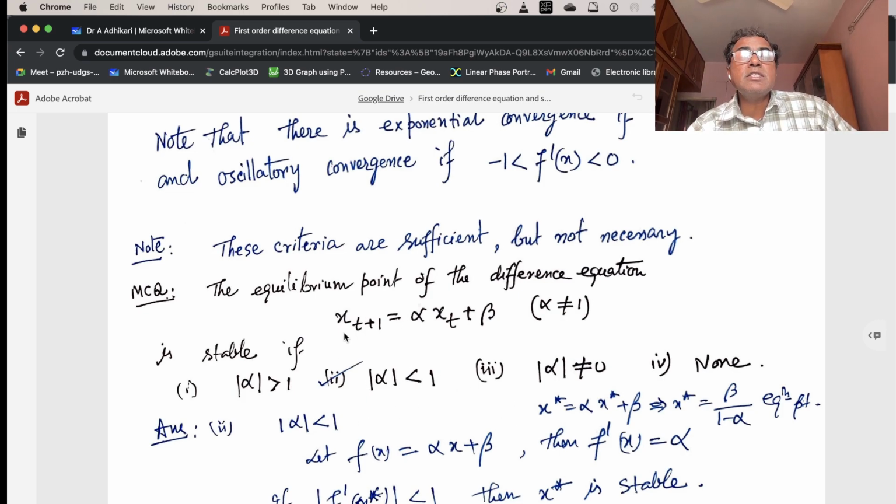If we put x_{t+1} equal to x_t equal to x star for the equilibrium point, from the given equation x star equals alpha x star plus beta, so x star equals beta by 1 minus alpha. This is the equilibrium point. Now put the right hand expression f of x equal to alpha x plus beta, so f dash x equals alpha. If the modulus of f dash x is less than 1, then the system is stable. So if the modulus of alpha is less than 1, then x star is a stable equilibrium point.